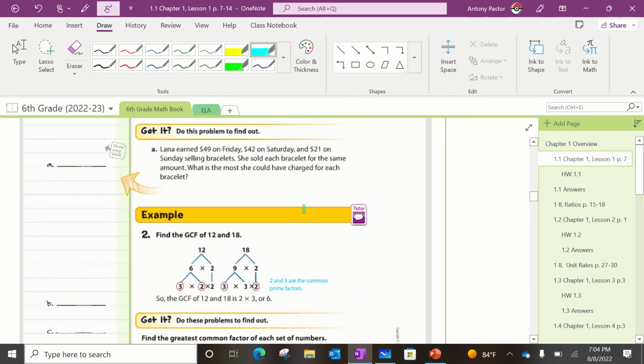Let's try a different one. Lana earned $49 on a Friday, $42 on a Saturday, and $21 on a Sunday selling bracelets. She sold each bracelet for the same amount. What was the most she could have charged for each bracelet? Now, we're going to take those three numbers and write them down on our whiteboard.